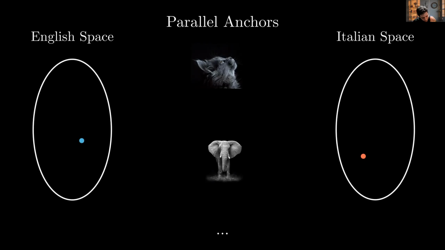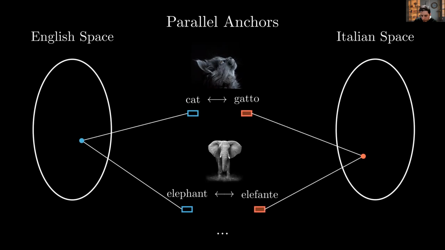And what we do is the following. We want to represent the English sample, the blue dot, in terms of the English representation of those concepts. So we get the English embedding of the concept of cat and the English embedding of the concept of elephant. And we represent the blue dot in terms of those anchors, what we called before anchors. In the second space, the Italian one, we represent the red dot in terms of the same concepts, but in the Italian space. So cat in Italian is gatto, so we represent the red dot using the anchors gatto and elefante.